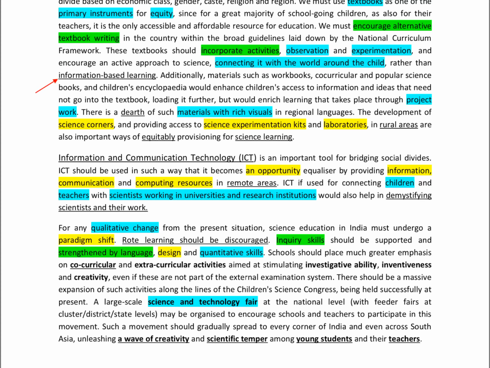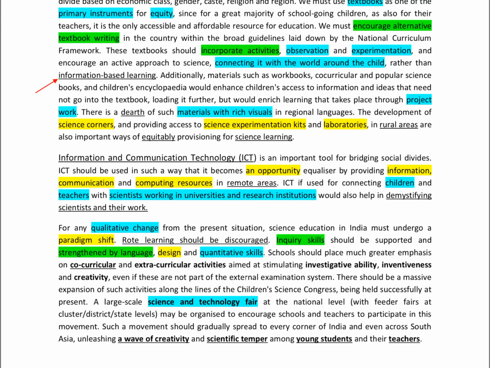So in the Indian scenario, qualitative change is very essential. It has to be a paradigm shift. Rote learning is to be discouraged. Inquiry skills are to be strengthened by using proper language, design and quantitative skills. There must be provision of co-curricular and extracurricular activities related to science. And these activities must stimulate investigative ability, inventiveness and creativity among the learners.